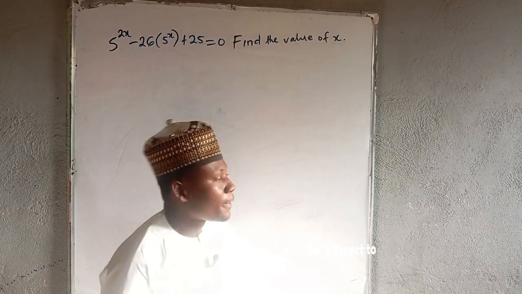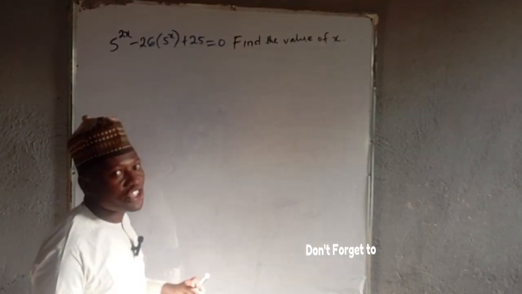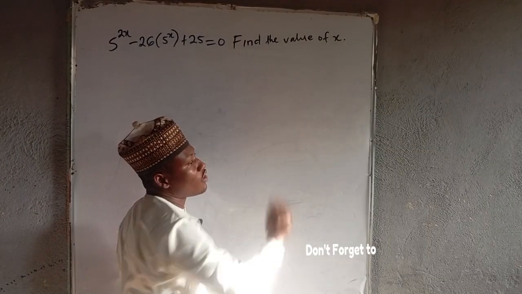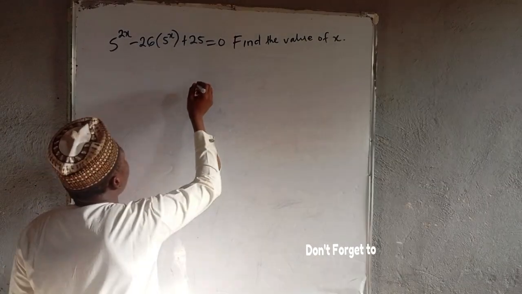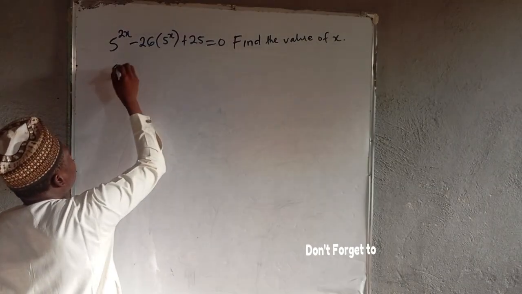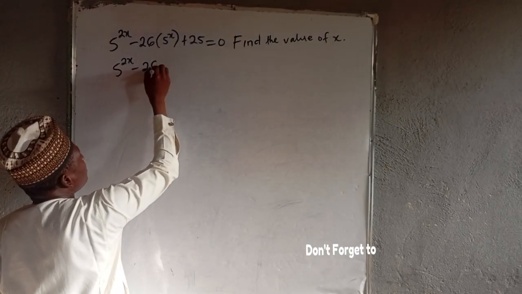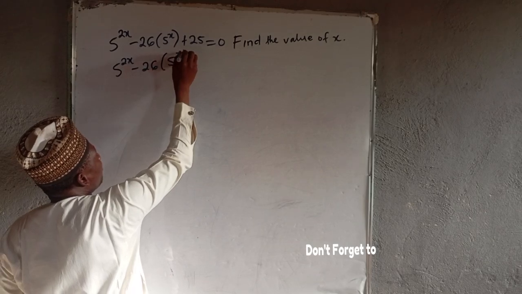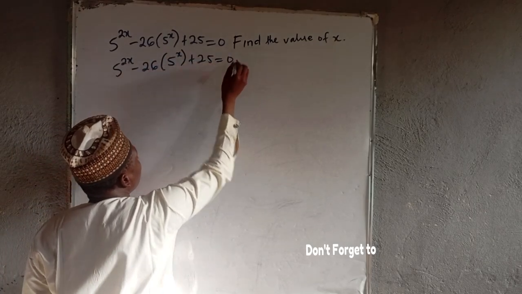Thank you. I have an indicial equation, and I am asked to find the value of x. Now, let us get started. I have 5 raised to the power of 2x minus 26 times 5 raised to the power of x plus 25 equals 0.